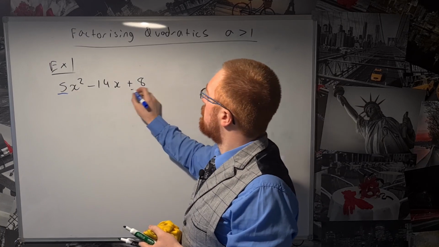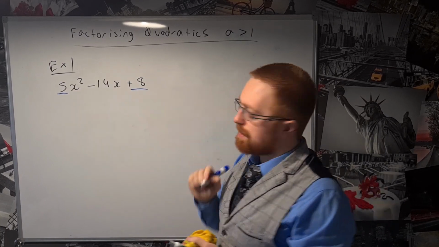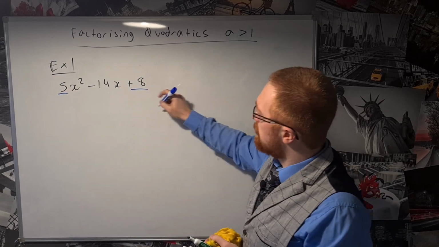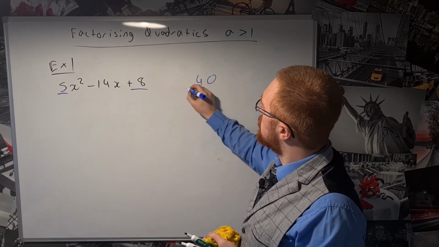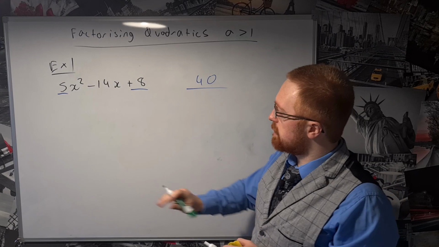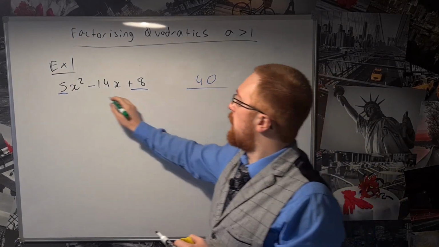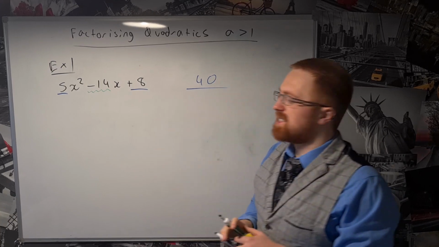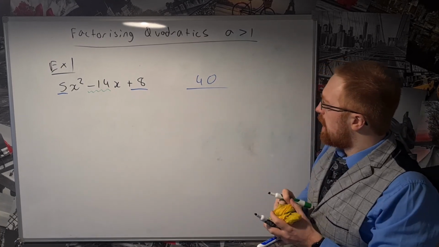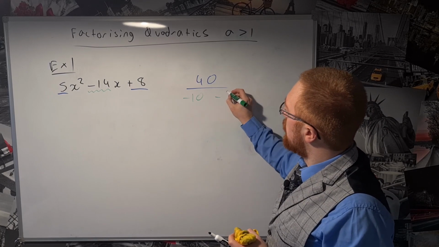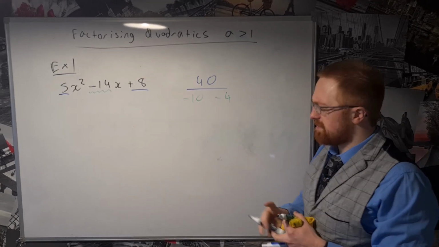So first step is we do 5 times by 8, or the a times by c, which gives me 40. And then just like factorising where a is equal to 1, we're looking for a factor pair of 40, which adds to give me negative 14. In this case, it's quite easy to spot that it's negative 10 and negative 4.